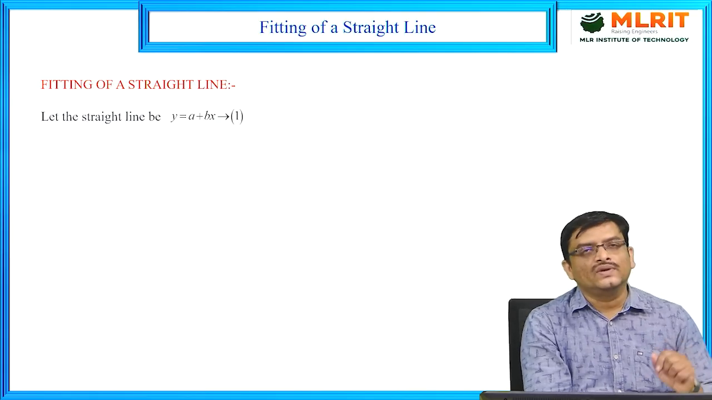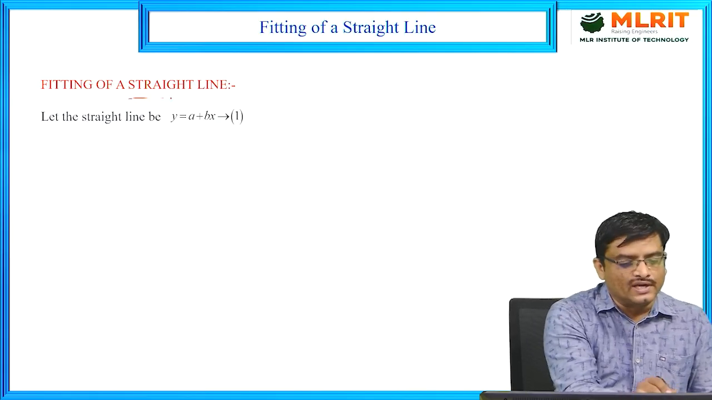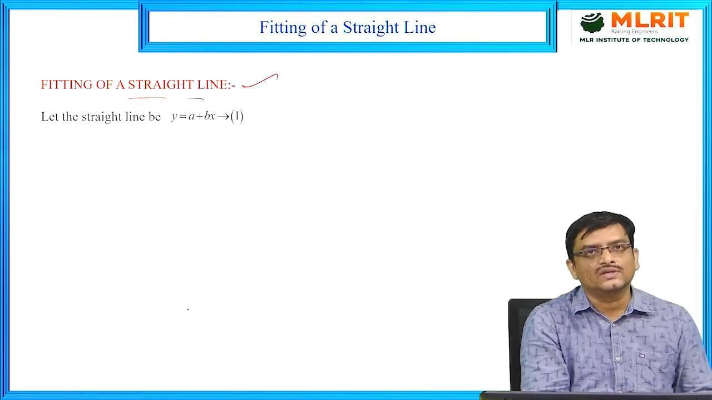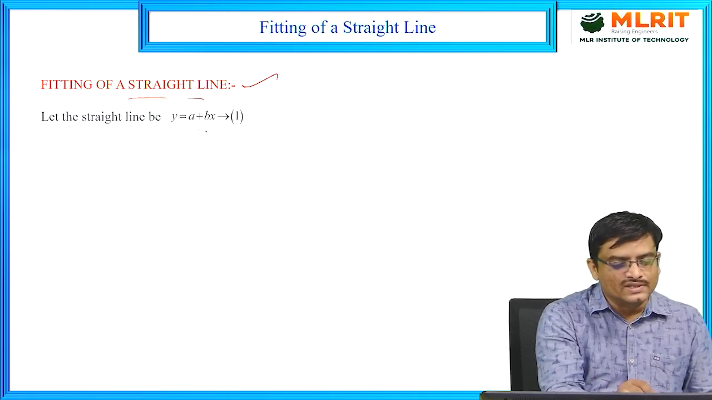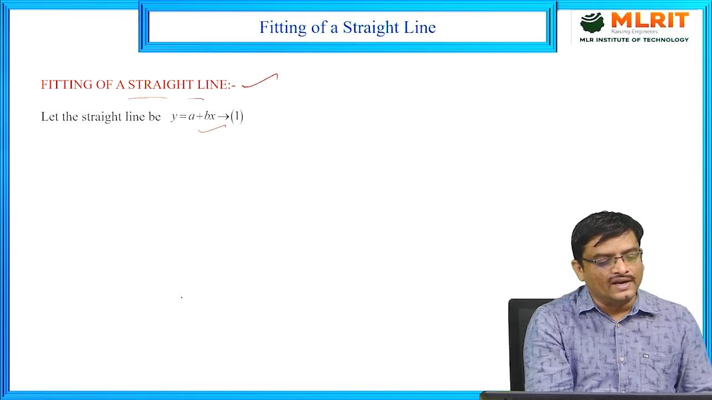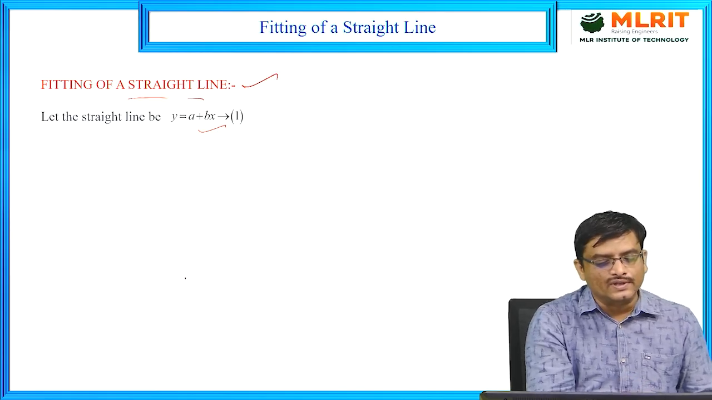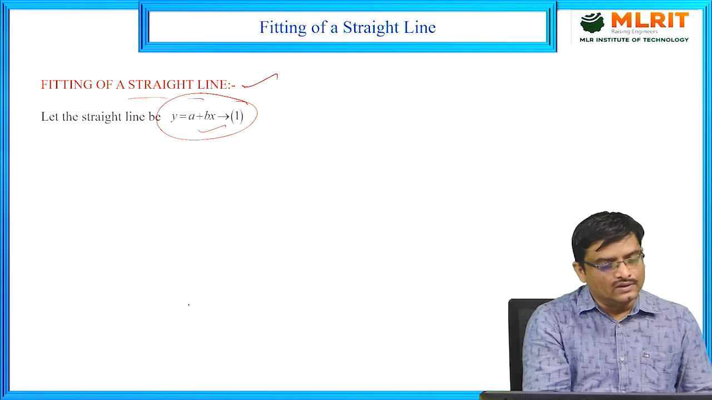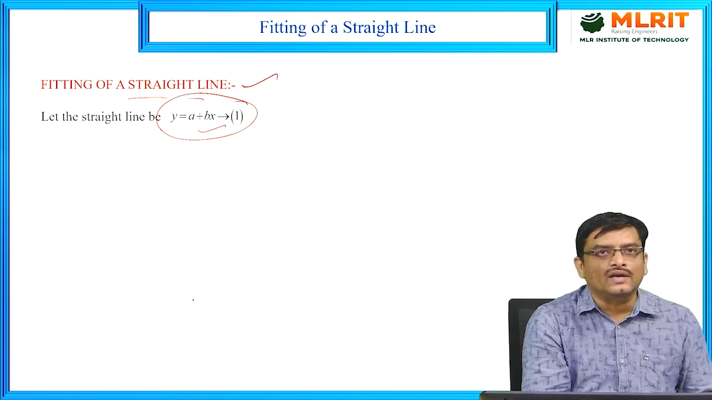Now first we will concentrate on how to fit a straight line for the given data by using the concept of least squares. Now I will consider this equation of a straight line as y is equal to a plus bx. So let it be, this is the linear curve, which represents the straight line.